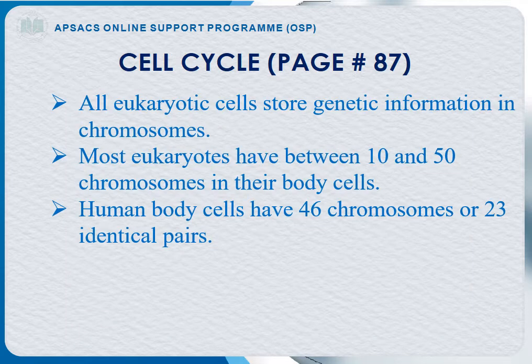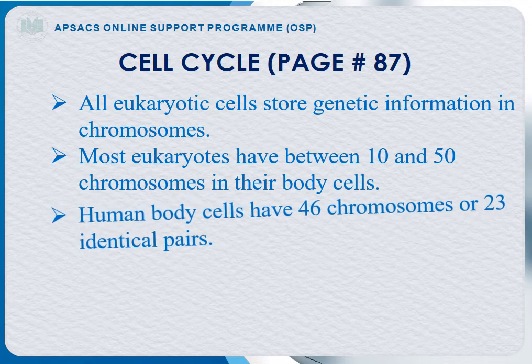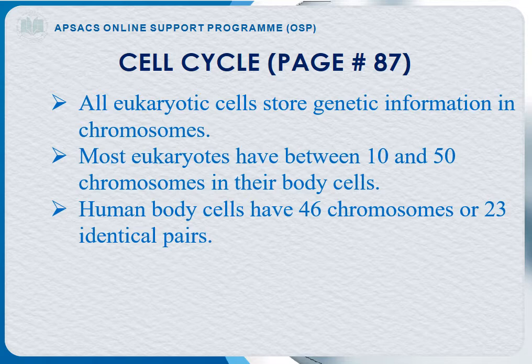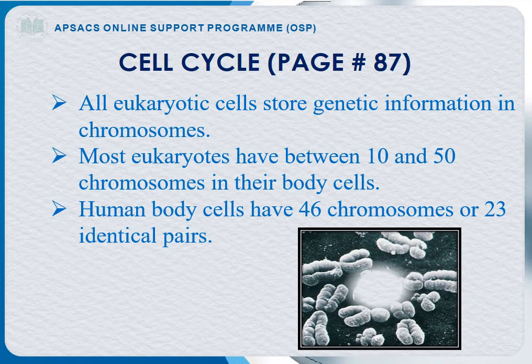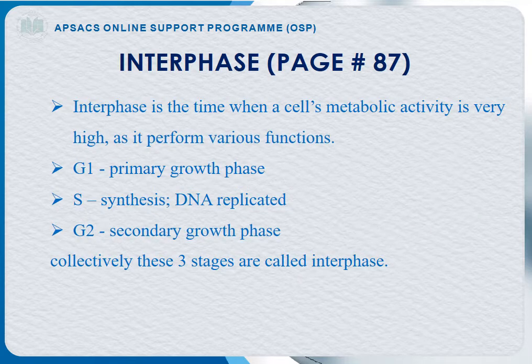Cell cycle. All eukaryotic cells store genetic information in chromosomes. Most eukaryotes have between 10 to 50 chromosomes in their body cells. Human body cells have 46 chromosomes or 23 pairs of chromosomes, and we discussed the chromosomes in our previous chapter, that is cells and tissues. This is the diagram of the chromosomes. This is the microscopic picture of the chromosome.